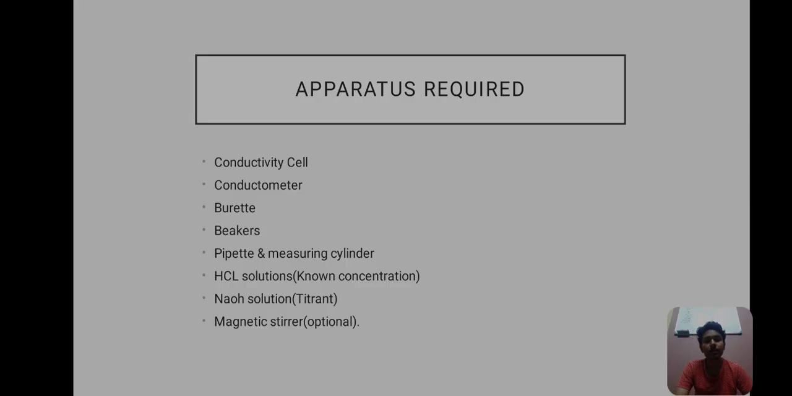Apparatus required. These are the apparatus required for the experiment. We need a conductivity cell and a conductometer to measure conductance. A burette for adding NaOH, beakers, a pipette or measuring cylinder, HCl solution, NaOH solution, and optionally a magnetic stirrer.